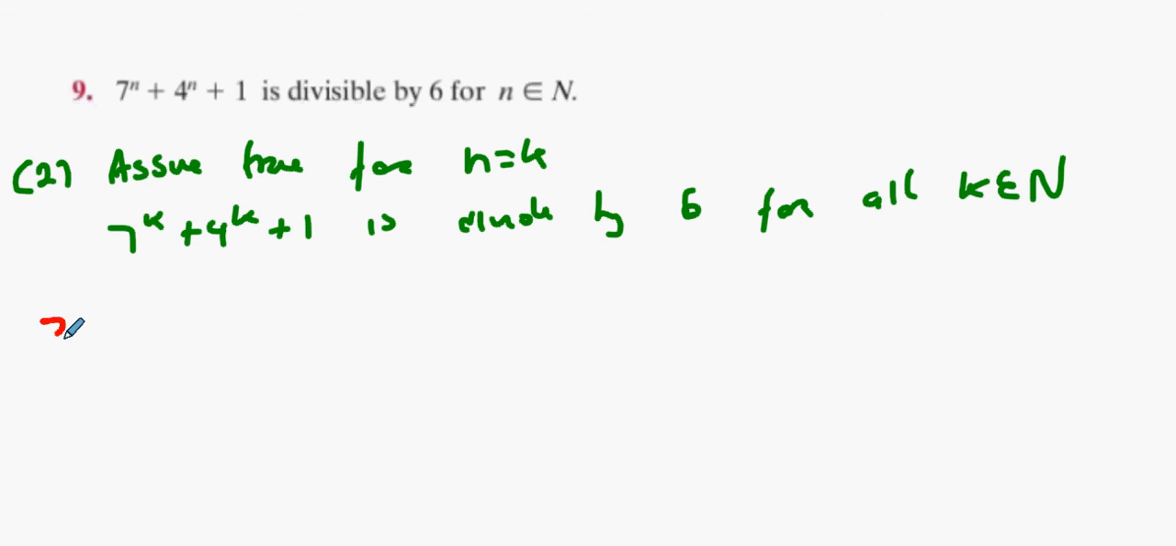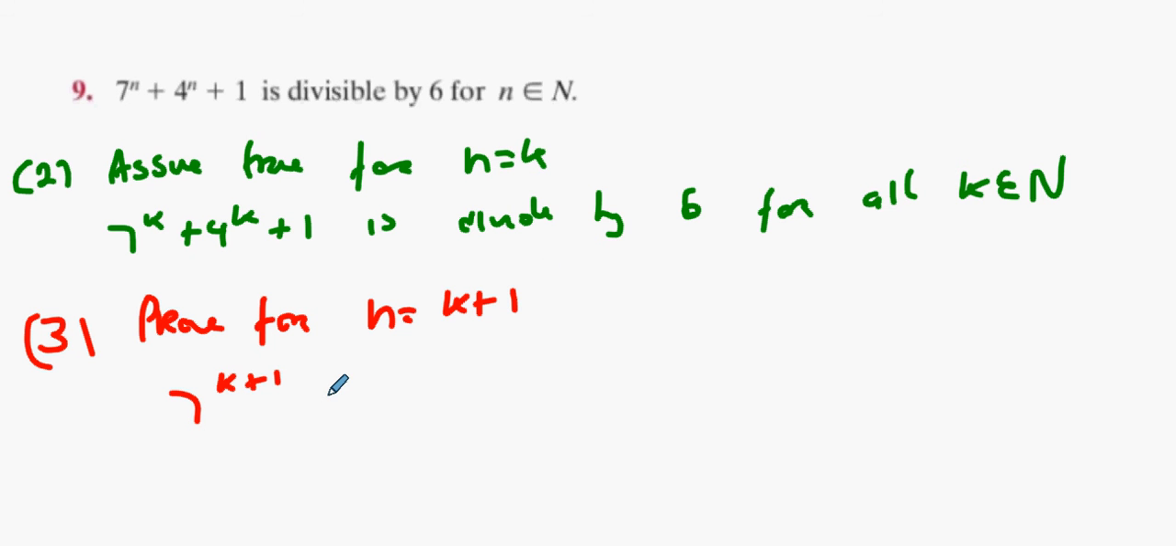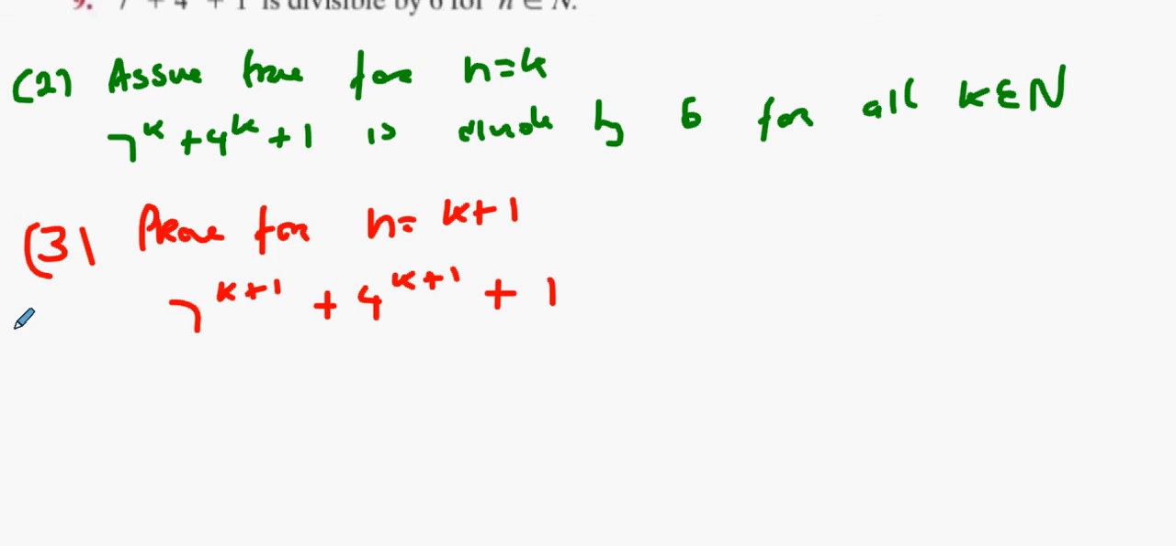Step 3. Prove for n equals k plus 1. 7 to the power k plus 1. Now this one's going to be difficult. 4 to the power k plus 1 plus 1. I think we do what we always do, and hopefully something will get inspired. Probably not, but alright lads. What are we trying to prove? It's divisible by 6, is it?